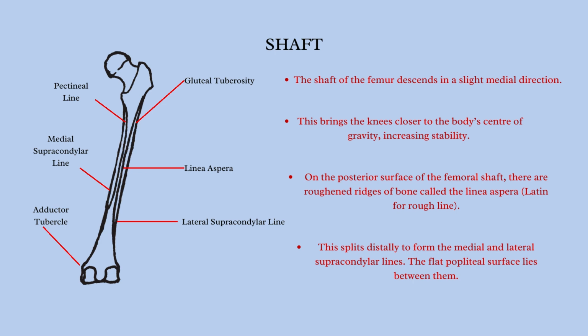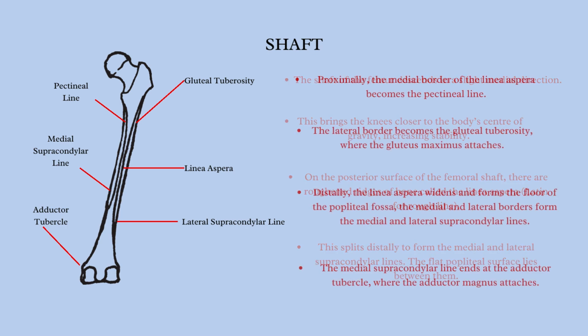The shaft of the femur. The shaft of the femur descends in a slight medial direction. This brings the knees closer to the body's center of gravity, increasing stability. On the posterior surface of the femoral shaft, there are roughened ridges of bone called the linea aspera, Latin for rough line. This splits distally to form the medial and the lateral supracondylar lines. The flat popliteal surface lies between them.